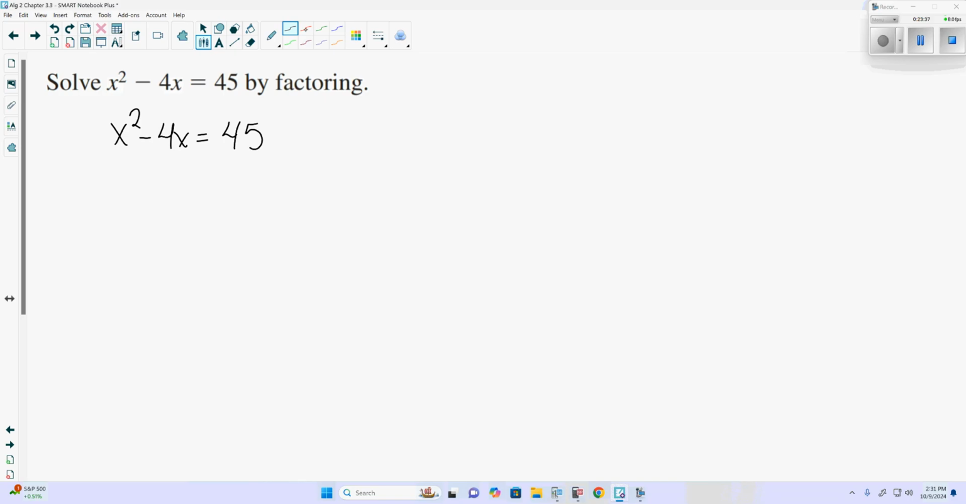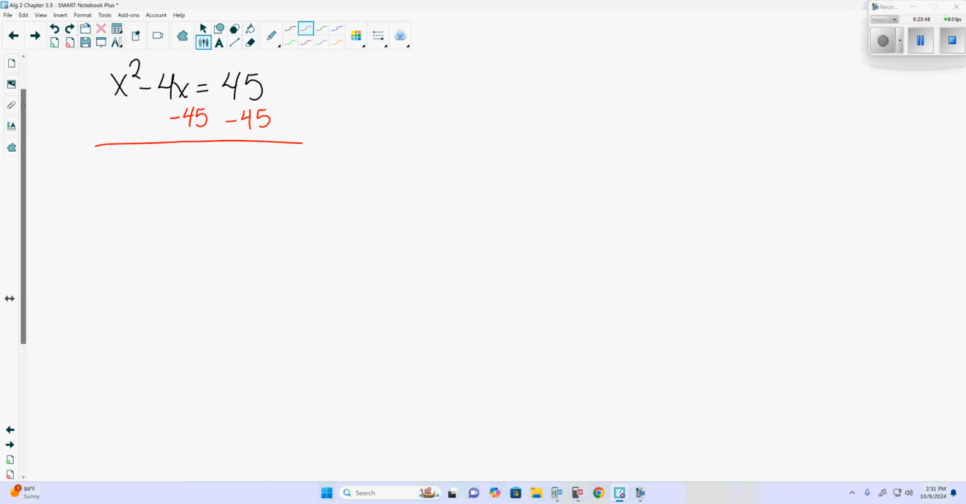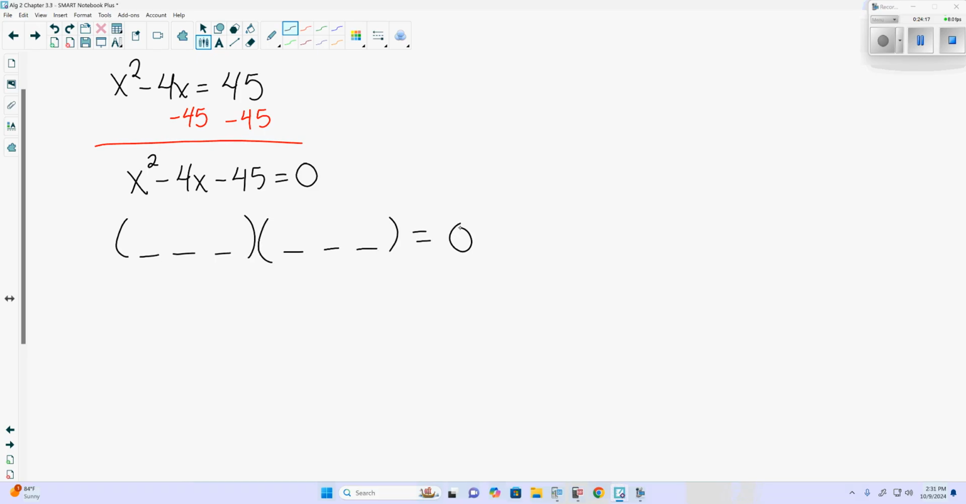So the first thing we need to do for this here is get this equal to 0. So to do that, we can subtract 45 from both sides, which will tell us that we have x squared minus 4x minus 45 is equal to 0. Now we can start factoring. And our first step in factoring is to find the greatest common factor. What is our greatest common factor between these three terms? Well, there's not one other than 1.